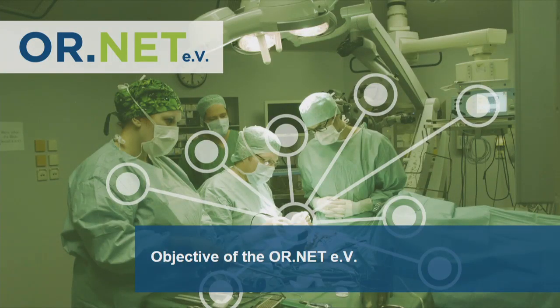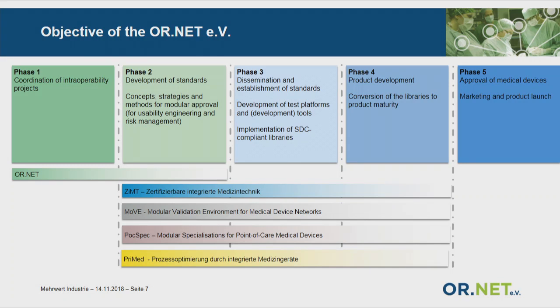What is our objective from the ORNet EFA? I placed a model of the phases we went through. We went through the first three phases by research projects. In the first phase, we coordinate interoperability projects. The second was the development of the standard. And in the third phase, we develop the dissemination and establishment of the standards. We develop test platforms and implementation libraries for SDC. Phases 4 and 5 are for bringing products to life: the product development and approval, and bringing them to a product launch.